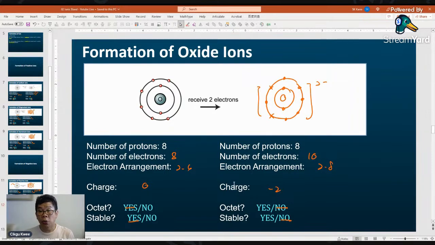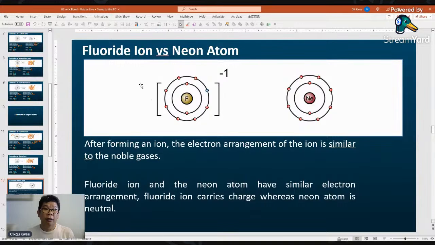Okay, so now fluoride ions versus neon atom. If you refer to the periodic table, you will find that fluorine is next to neon. If you check the number of electrons and also the arrangements of electrons, you will find that the fluoride ion and the neon atom are the same. The electron arrangement is 2, 8. This is also 2, 8. So after forming an ion, the electron arrangement of the ion is similar to the noble gases.